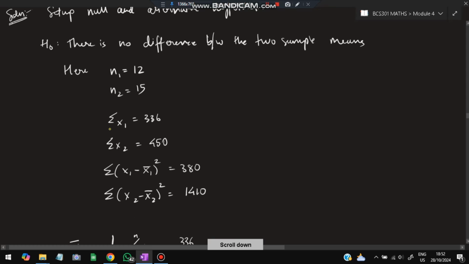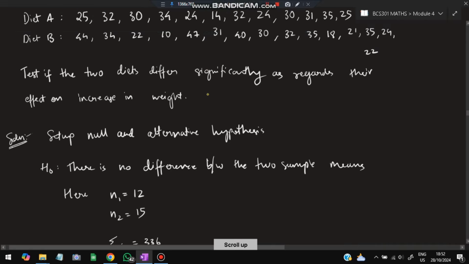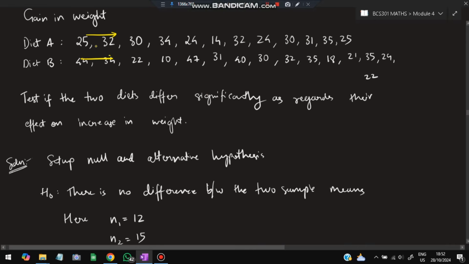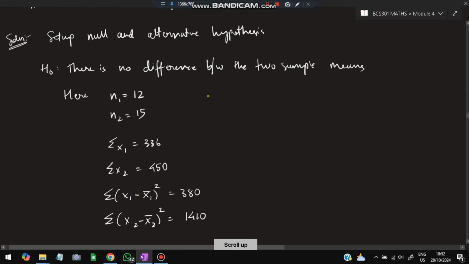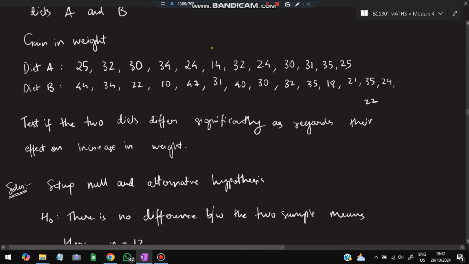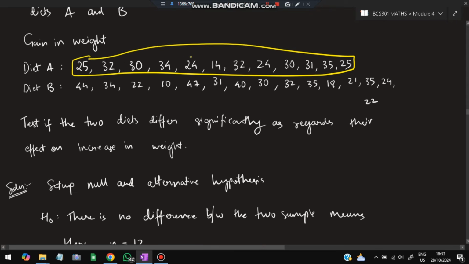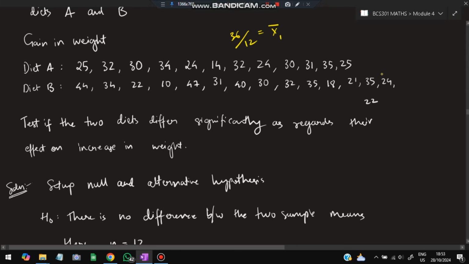Now the summation of x1 is 336, the summation of x2 is 450. So add up all these values and add up all those values. This is summation of x1, summation of x2. After that, calculate these values: x1 minus x bar, squared. How will we calculate x bar, the mean value? I have given you n values here. To calculate the mean, add up all of these. Adding up all of these, we got 336, divided by how many values there are, 12. This is nothing but the x bar value, x1 bar. Similarly, calculate x2 bar also.